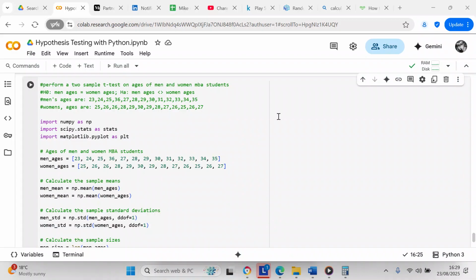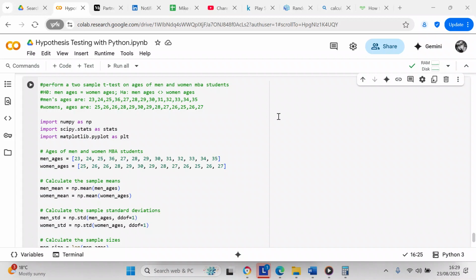We're going to write a program in Python to solve this problem. But before we write the program in Python, we have to import libraries, because we need to import these libraries so that the program will be executed.